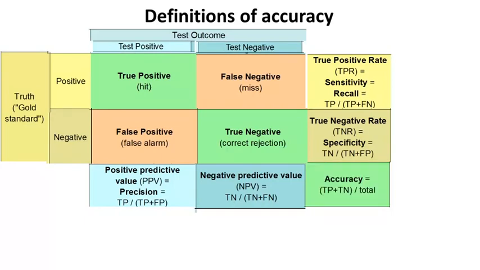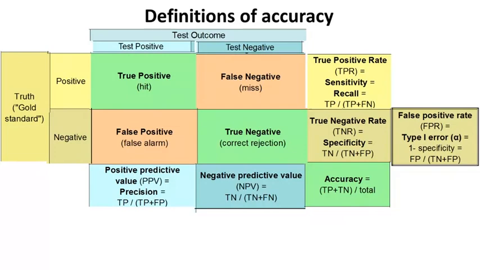And the accuracy is usually calculated as the sum of the number of true positive cases and the number of true negative cases divided by the total number of all cases. We also often speak of false positive rate, which is calculated as the number of false positive cases over the total number of negative cases. In statistics, it is also called a type 1 error, or alpha, and is equal to 1 minus specificity.